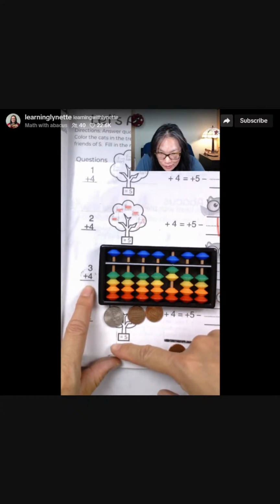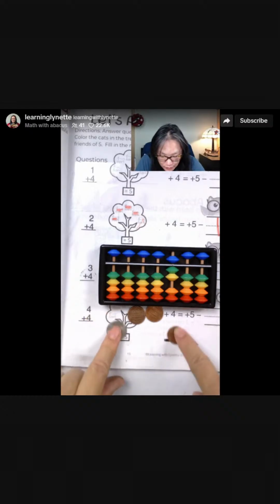So then when we do 4, it's the same thing. We're going to power it up.